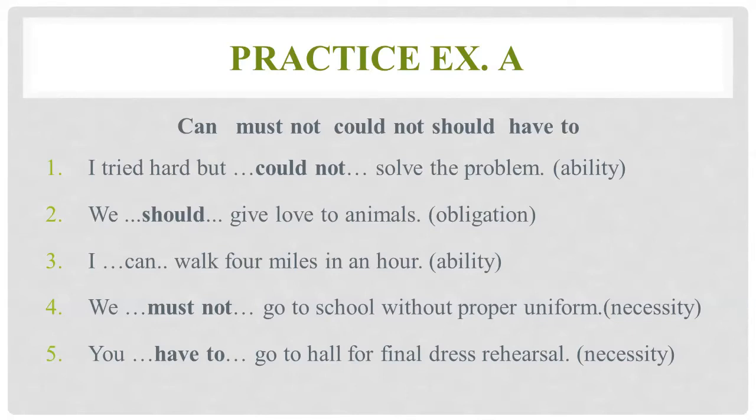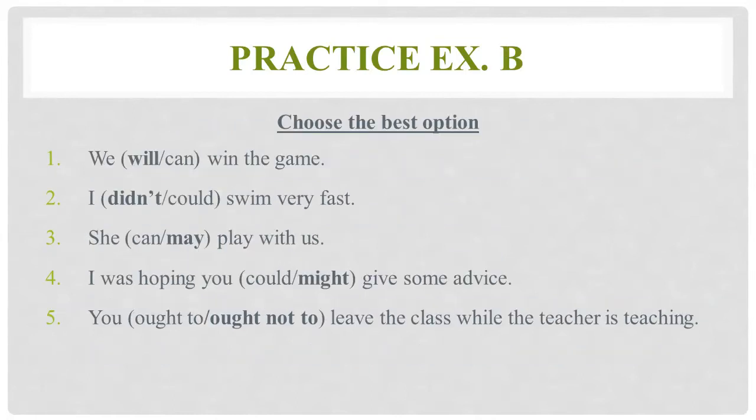Let us move to practice exercise B. It says, choose the best option. We are given 2 options in each sentence and we have to choose the best one. Number 1. We dash win the game. Showing prediction for future, we will win the game.